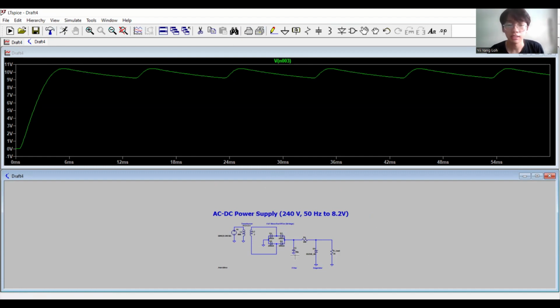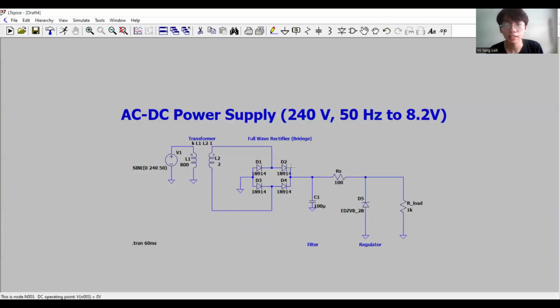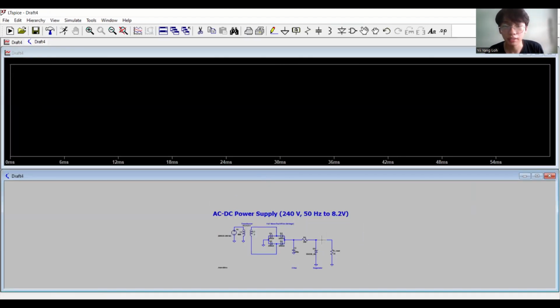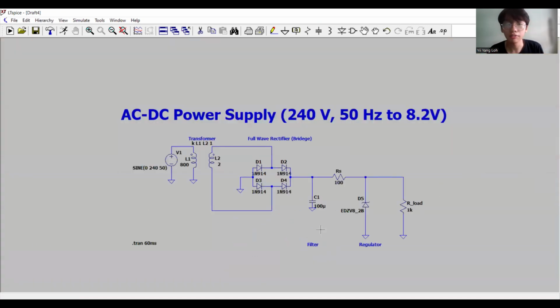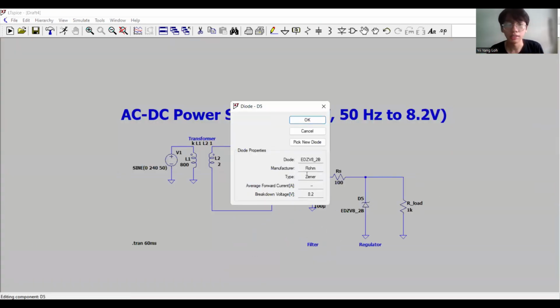After the capacitor, we simulate again and check the voltage after the Zener diode, which is the voltage at the resistor load. We can see that the voltage is about 8.2 volt DC. The voltage is 8.2 because the Zener diode we use has a voltage breakdown at 8.2 volt, and the model is this one.